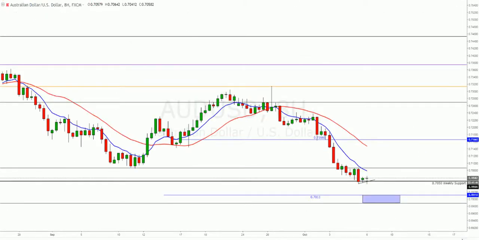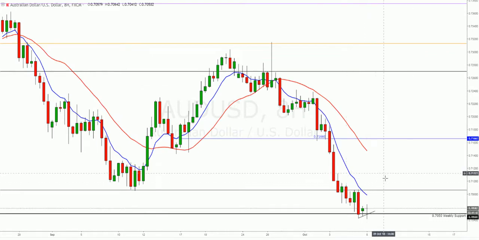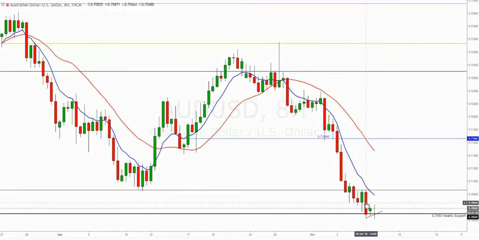Now, take a look at the 8-hour time frame. The end of last week, we did have that big bearish candlestick. Price did look like it was reversing, coming back up for the bullish retracement, and then it was slammed right back down to that 0.7050 for the weekly close.